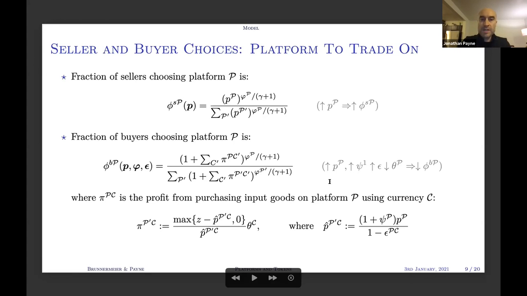Okay, so we can see here, what are the comparative statics? Well, if there's an increase in the price on the platform, an increase in the markup, an increase in the exchange rates, or a decrease in the portfolio holdings of the buyer coming in, all of these decrease the fraction of buyers that end up going to a particular platform. Okay. So that summarizes the key agent decisions.